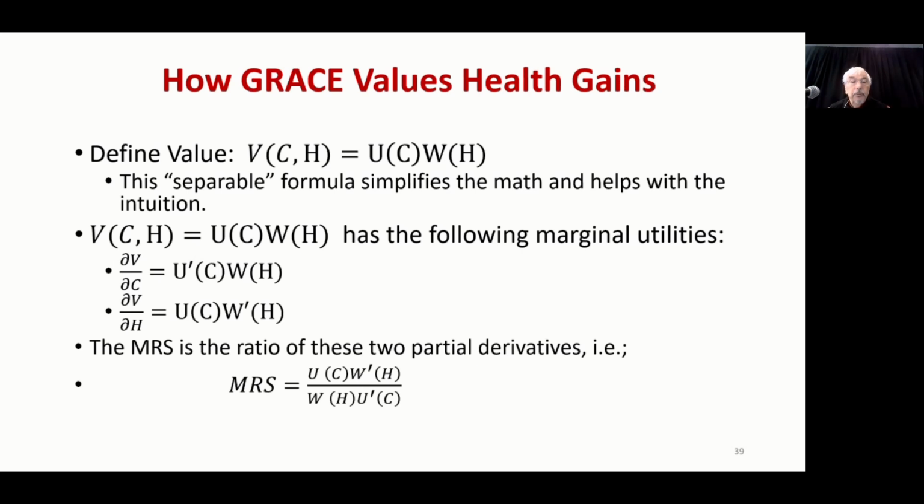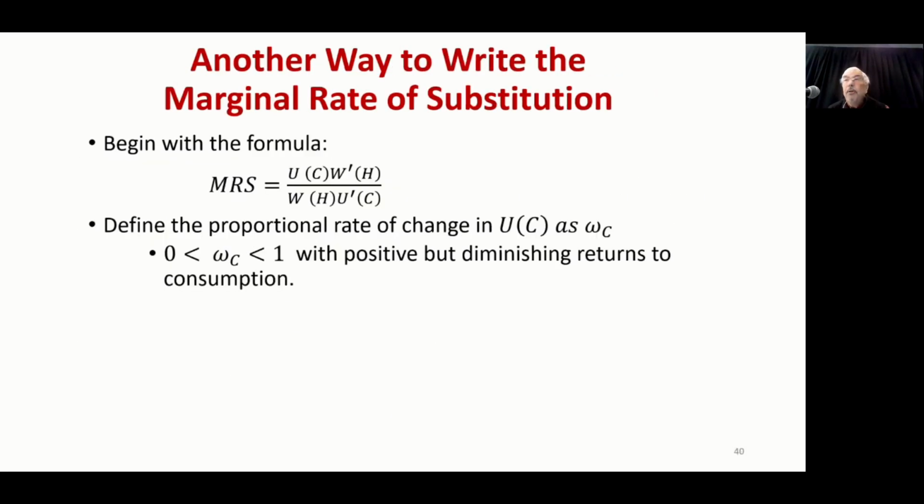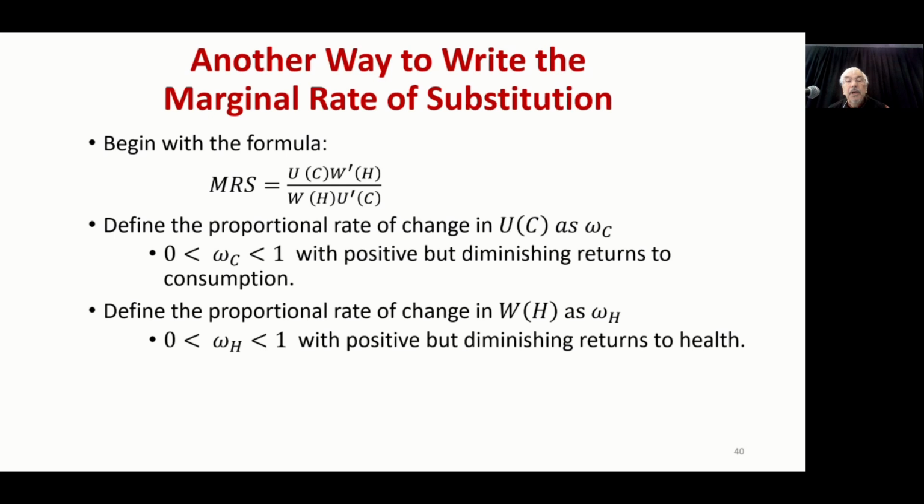I apologize for the math here for those who are not into this, but that's the formula I just described to you. And if I define a new variable as the proportional change in utility as consumption changes, I call it omega, with a subscript C for consumption, and with positive but diminishing returns, that proportional change is going to be somewhere between 0 and 1. That is, it grows but at a diminishing rate. And if we define a similar thing for the utility of health, then you get the same thing. You get a consumption elasticity that is somewhere between 0 and 1.